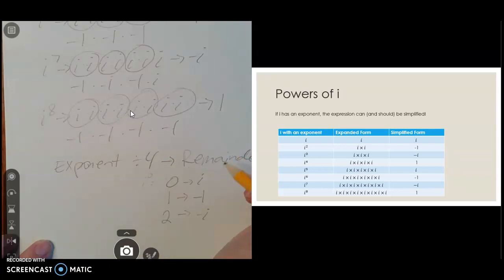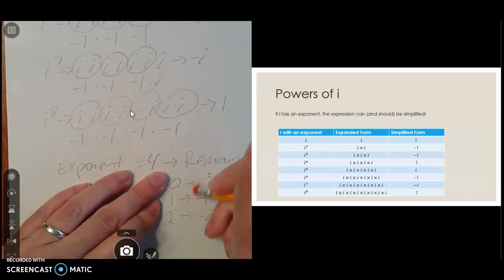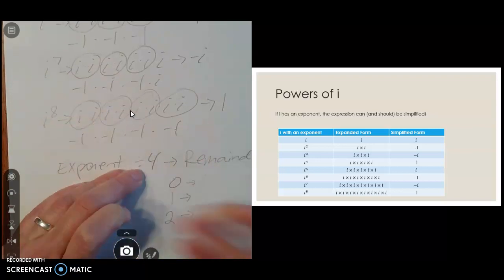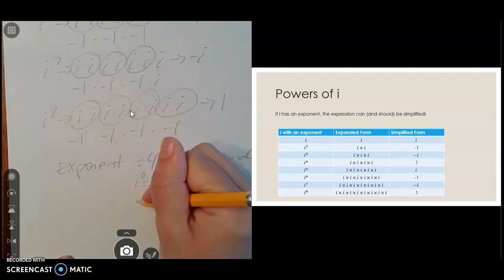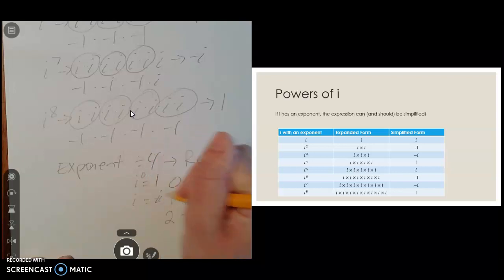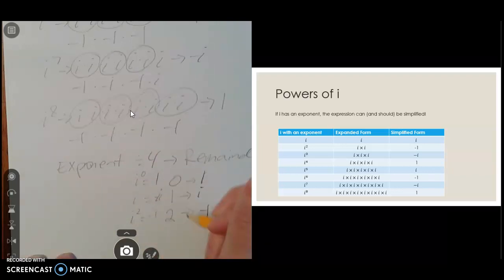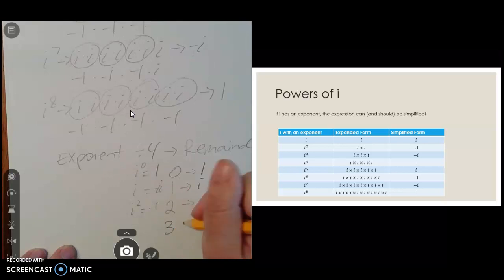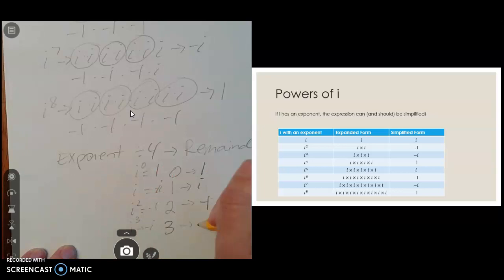I just realized I'm off by 1, aren't I? Okay, ignore everything I just said. Goodness, I'm off by 1. If your remainder is 0, it's 1. That's like I to the 0 power, which is 1. If it's a 1, that's like I to the first power, which is I. If your remainder is 2, that's like an I squared, which is negative 1. And if your remainder is 3, that's like an I to the third, which is negative I.